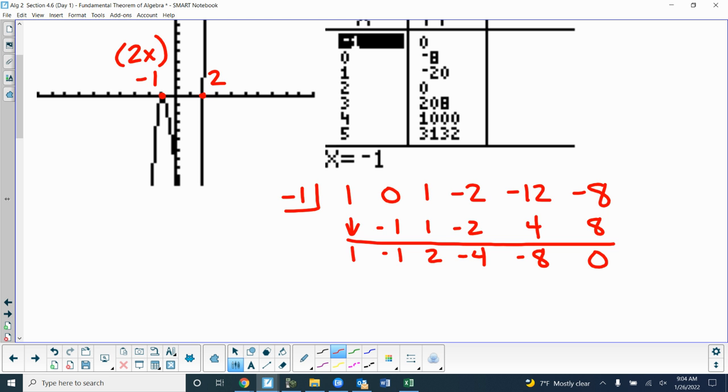If you didn't get 0 there, you did something wrong. Either you forgot the 0, or you just made a mistake with a sign or something you're adding. All right. I'm going to use -1 again because I know it's going to work at least twice.